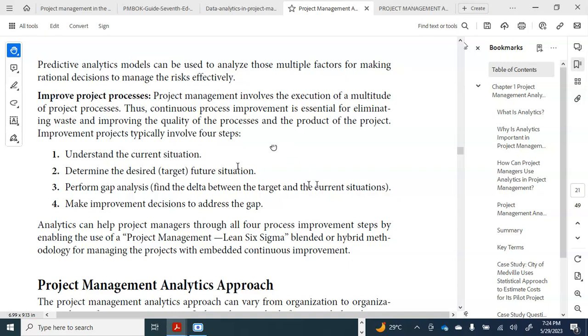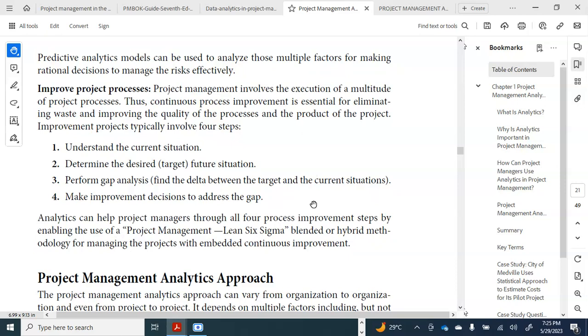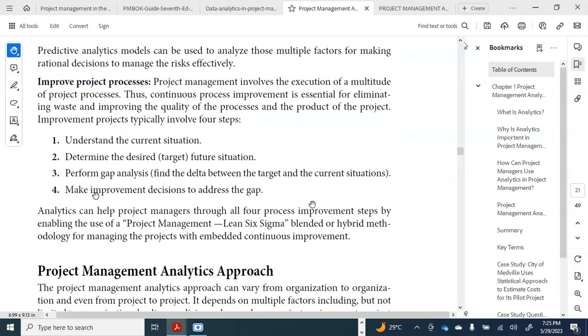So we're still talking about the process improvements. Then number three talks about performing gap analysis. Find the delta between the target and the current situation, before making an improvement decision to address the gap. You have to find the delta between the target and the current situation, and for us to make an improvement decision to address the gap.